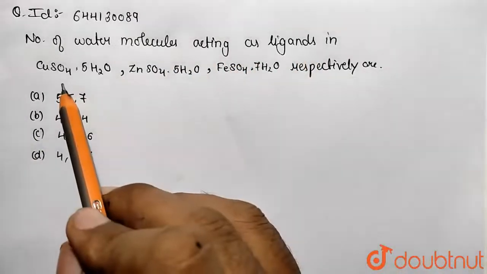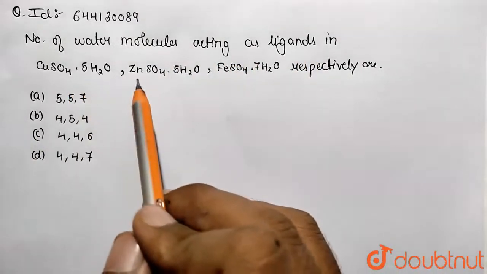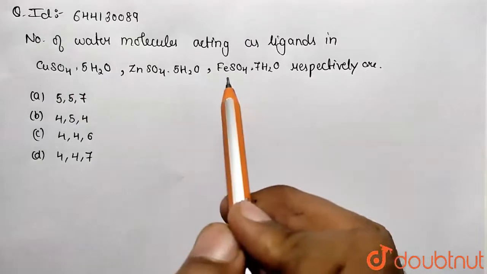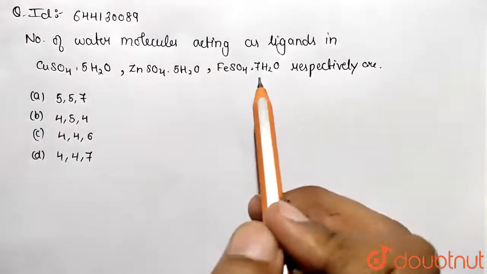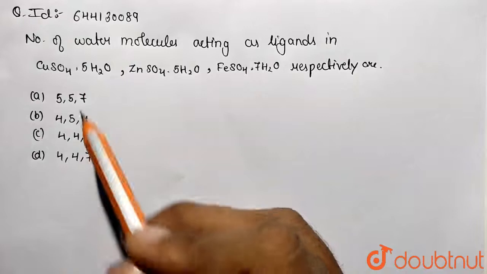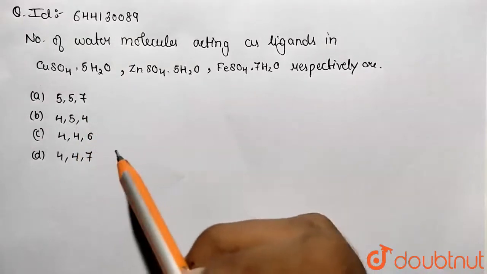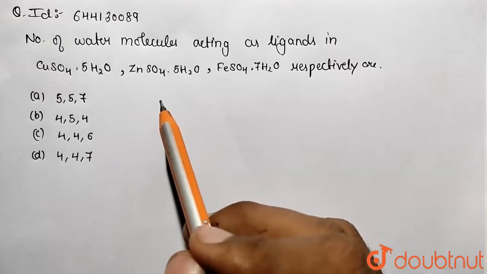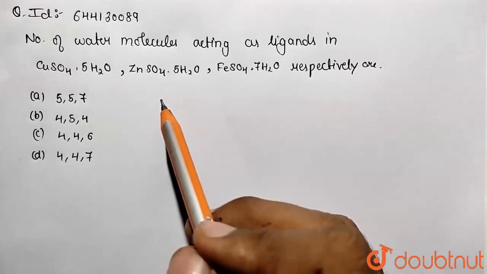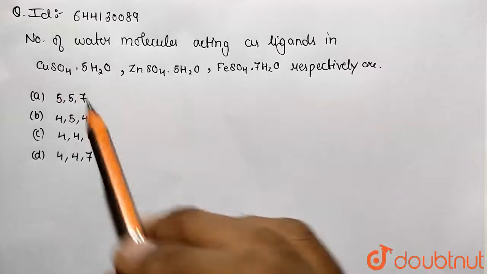Hello students, in this given question, we need to answer the number of water molecules acting as ligands in CuSO4.5H2O, ZnSO4.5H2O and FeSO4.7H2O respectively. We need to choose from the given sequences mentioned in options A, B, C and D. The important factor that comes to mind is the coordination number of the respective ions which are being shown.